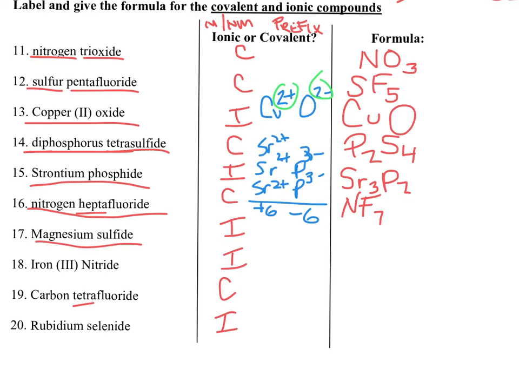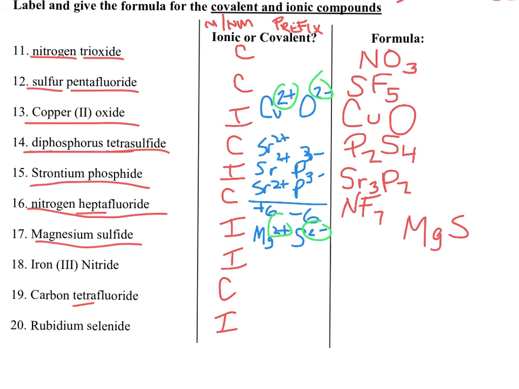Next one is magnesium sulfide. It is ionic, so we've got to figure out their charges before we can draw their formulas. Well, magnesium off my ion sheet when I looked it up is +2. Sulfur, when I look on my ion sheet, which is the sulfide ion, is -2. Look at that. +2 and -2 naturally cancel out. So that means I only need 1 of each.